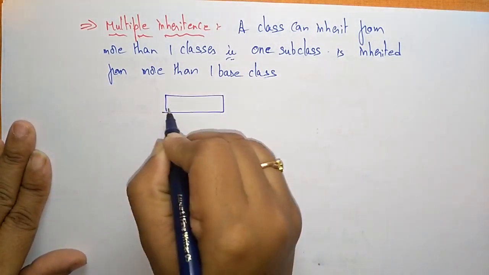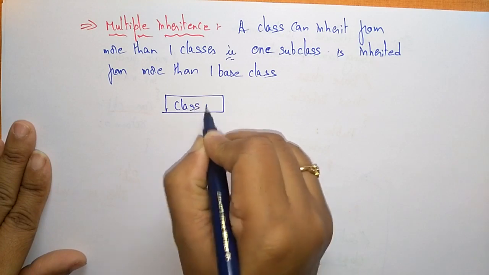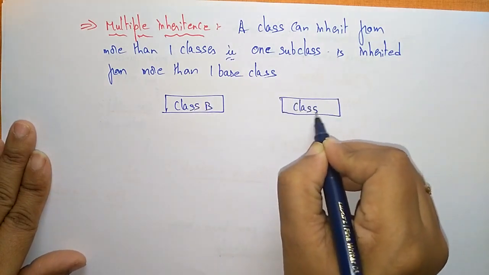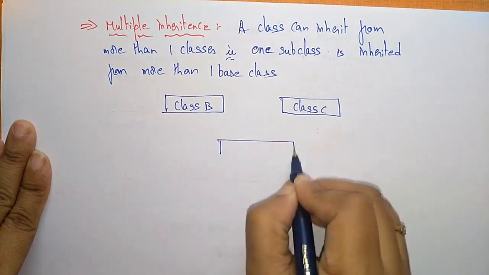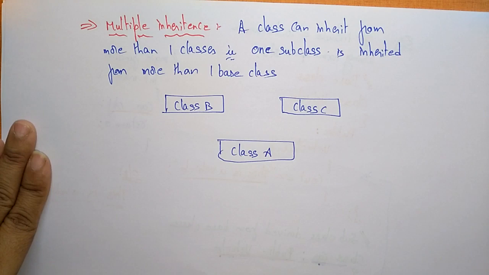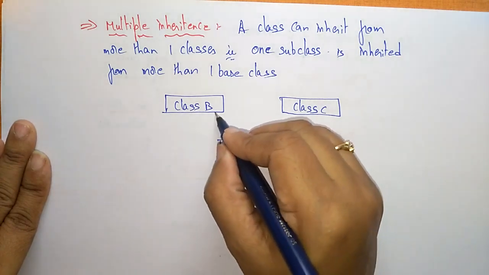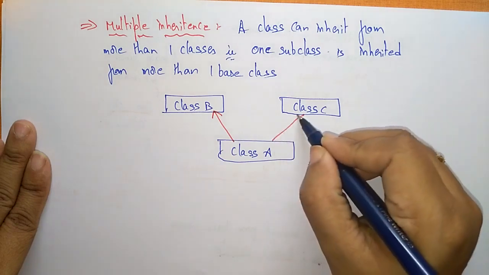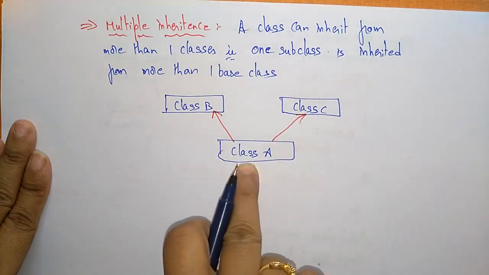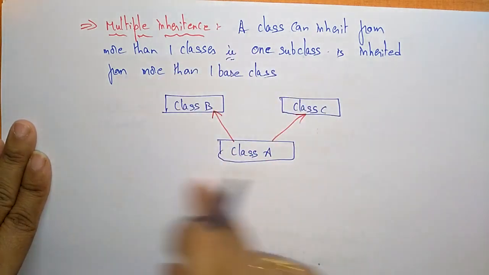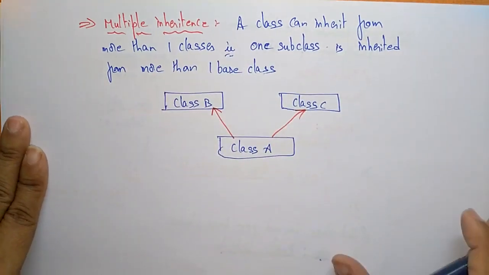So this is a class B and this is a class C, and here this is class A. So this class A is inheriting the properties of the base class B as well as class C. One subclass is inheriting from more than one base class. You call it a multiple inheritance.